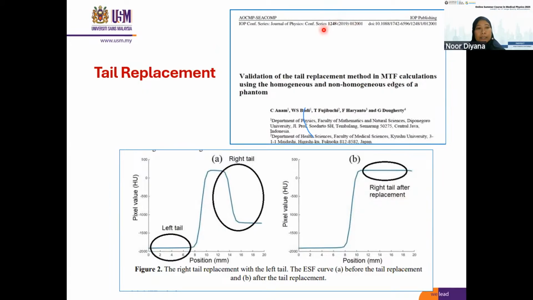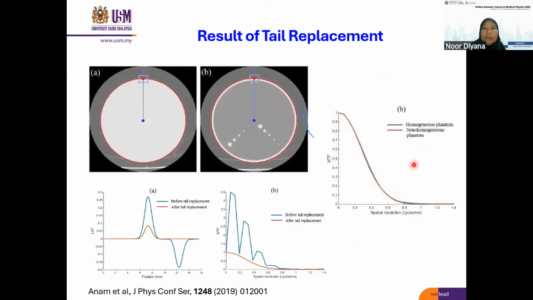Then this is for tail replacement in 2019, studied by Dr. Anam also, with the tail. What they do is they replace the tail so that it becomes flatter, so you get a perfect ESF. So this is the result of tail replacement, for a homogeneous phantom and a non-homogeneous phantom. We show a good MTF.